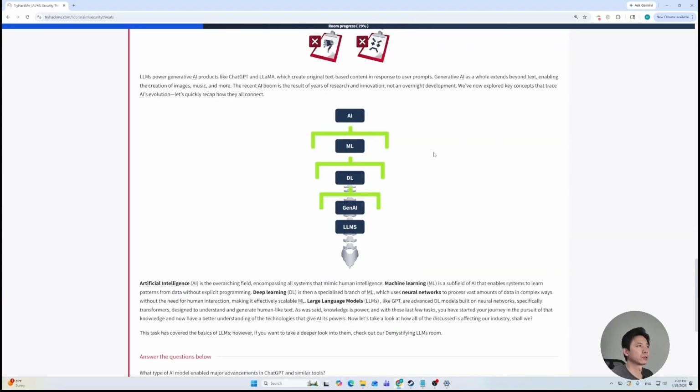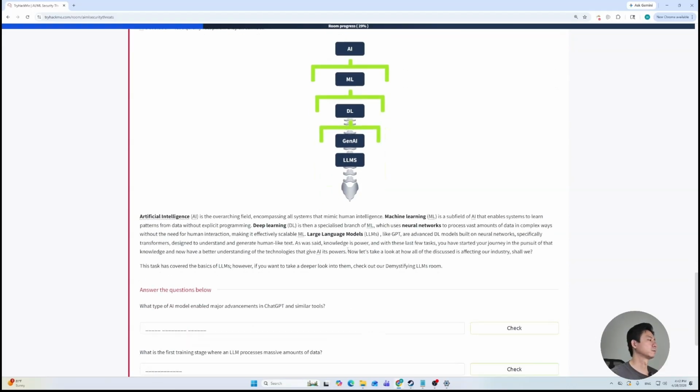So now we have the AI, and we have machine learning, which is a subset of AI. We also have deep learning, which is similar to machine learning, and within deep learning we have generative AI and LLMs.